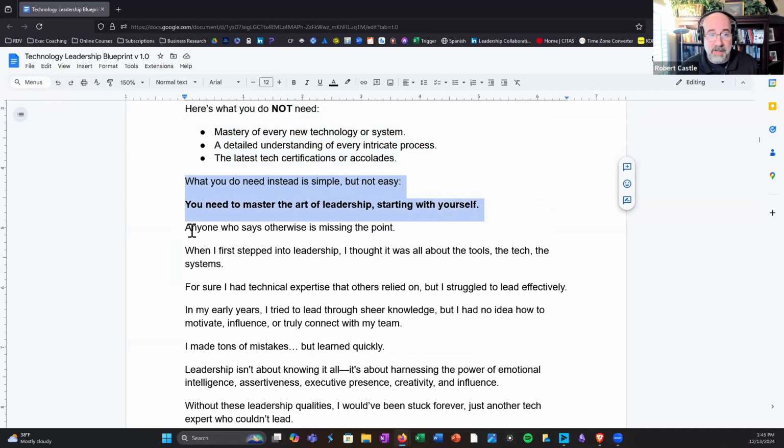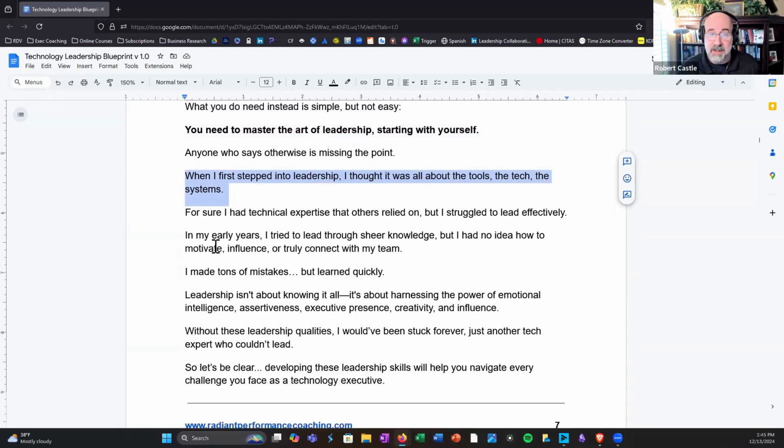Anyone who says otherwise is missing the point. When I first stepped into leadership, I thought it was all about the tools, the tech, and the systems. And for sure, I had technical expertise that others relied on, but I struggled to lead effectively. In my early years, I tried to lead through sheer knowledge, but I had no idea how to motivate, influence, or truly connect with my team. I made tons of mistakes, but I learned quickly.